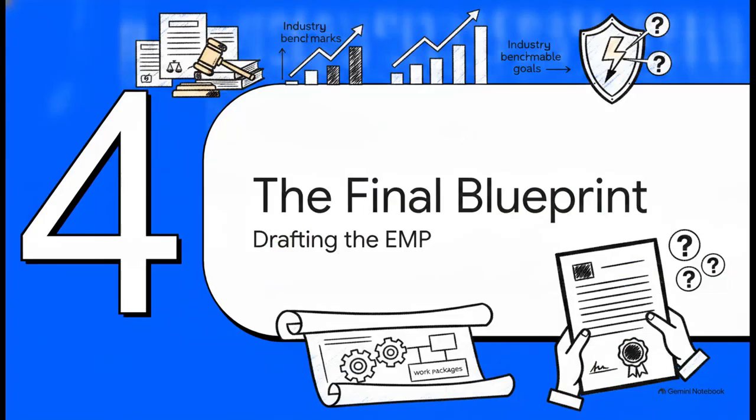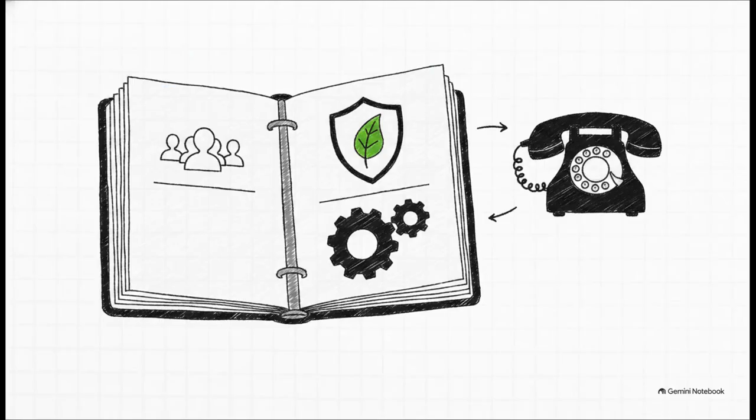Which brings us to our final stage, phase 4, the final blueprint, where we draft the EMP and evaluate risk. So, you've got your legal framework, your industry benchmarks, your measurable goals, and your work packages all lined up. Now it's time to draft the actual document. Every EMP has to contain these core sections: the front matter, the background, the actual environmental management section, and finally, the implementation strategy. And crucially, it must prominently document emergency contact details.